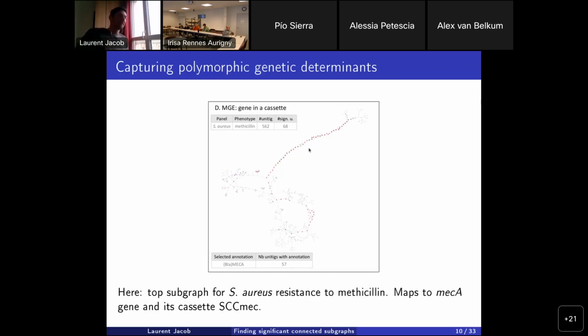So here, this example is the top component that's written when we do a GWAS for Staphylococcus aureus resistance for methicillin. And we will cover a very well-known resistance gene. So this is the sequence of the gene here, and here it's a cassette that includes the gene.